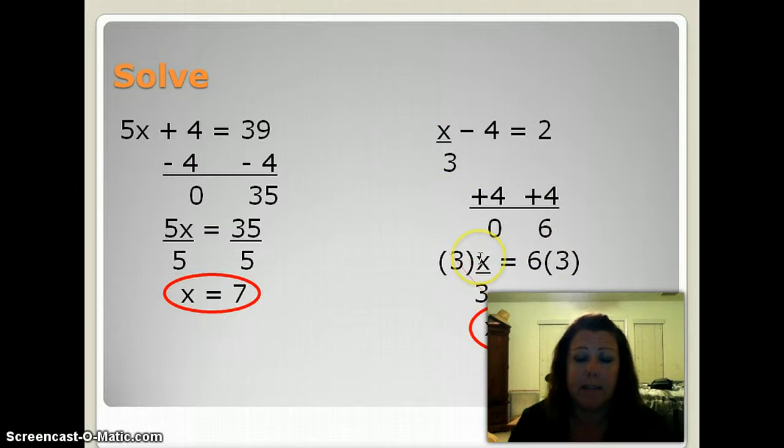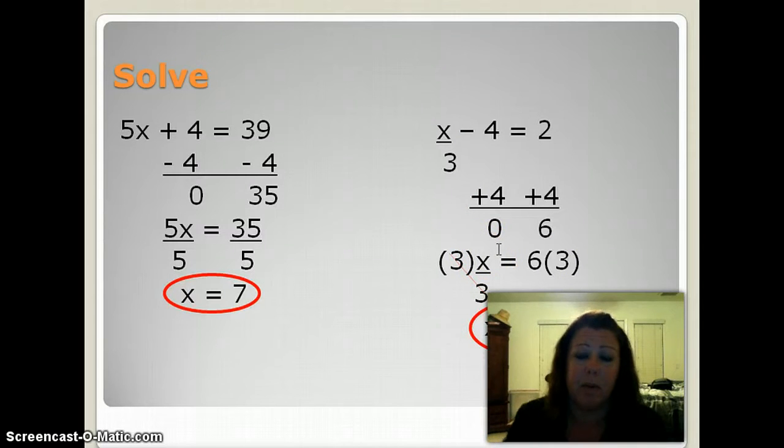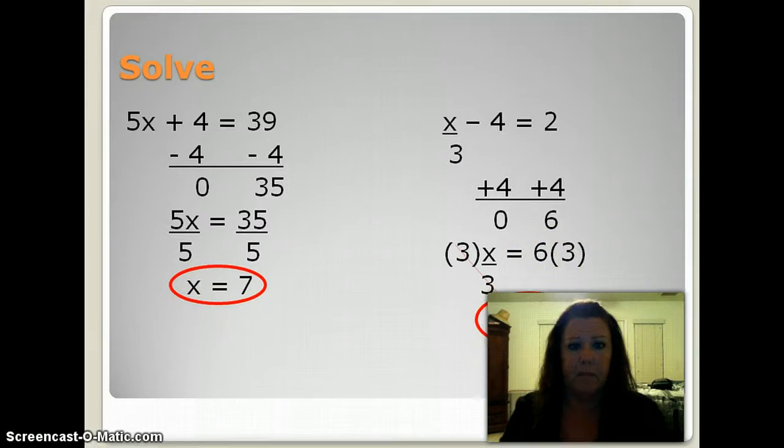So to get x by itself, we're going to have to do the reciprocal of x over 3. So since that is a division problem, we are going to have to multiply. So we are going to multiply both sides by 3, leaving us with x equals 18. Now we're going to watch one more video.